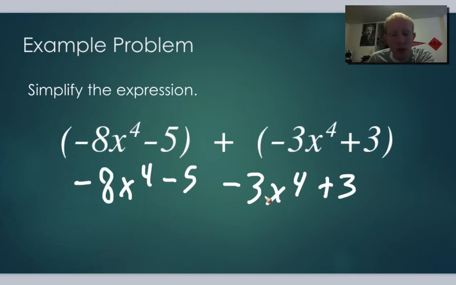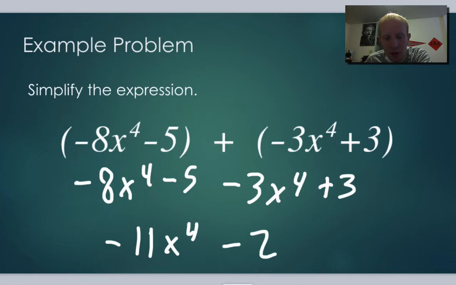So let's bring this minus 8 and this minus 3 together. That's going to give us minus 11x to the 4th. And this minus 5 and that plus 3 is going to give us minus 2.